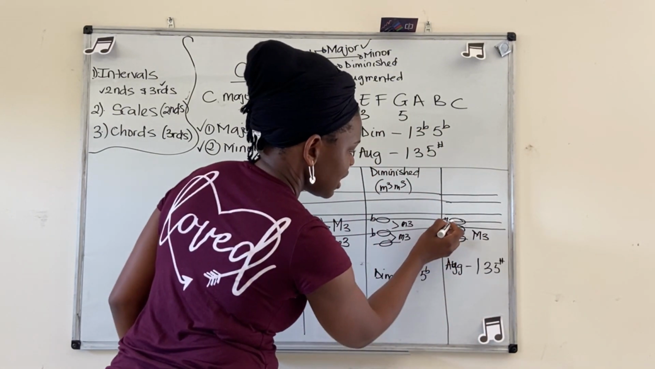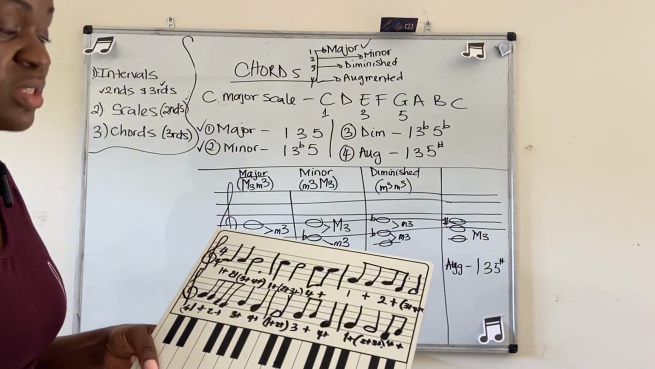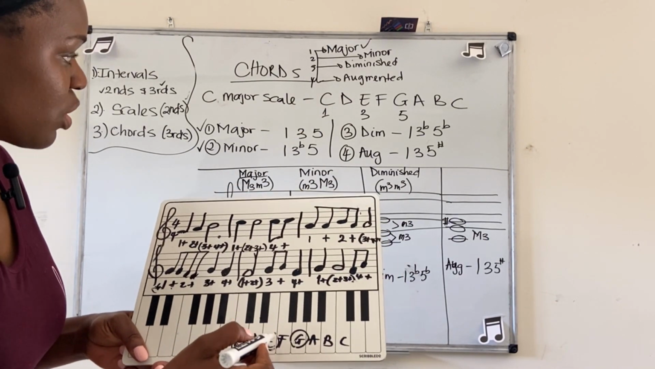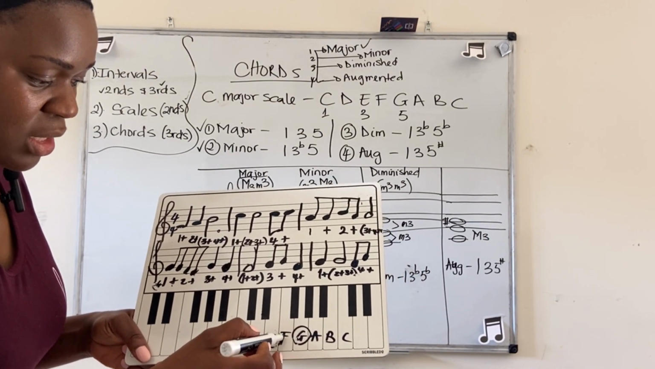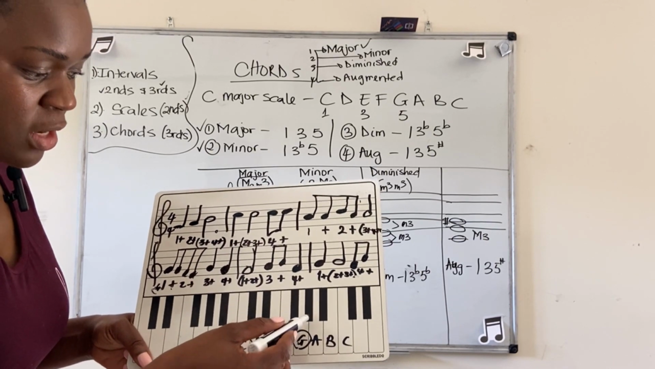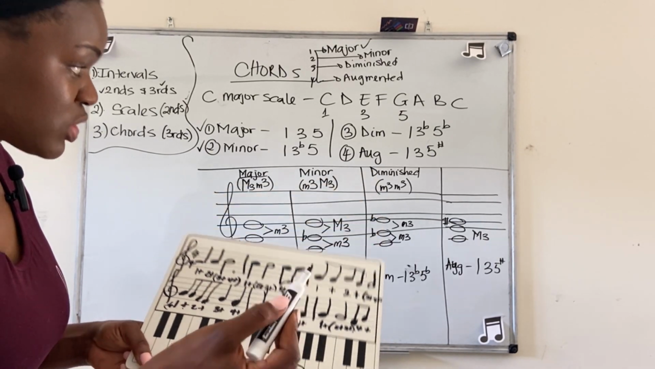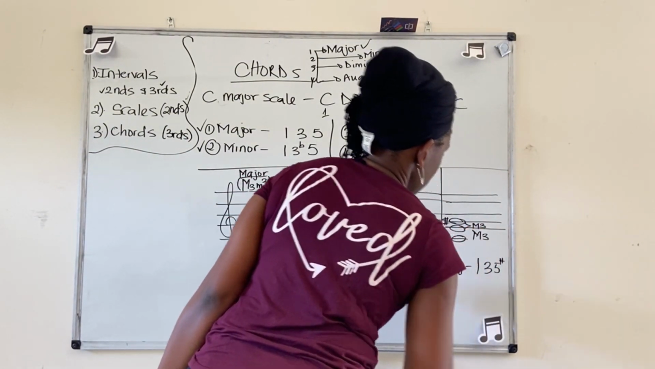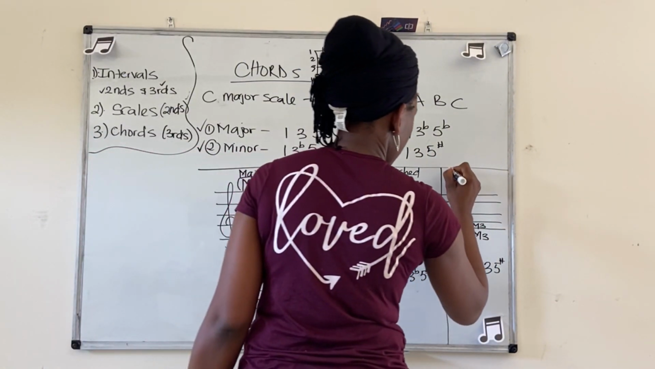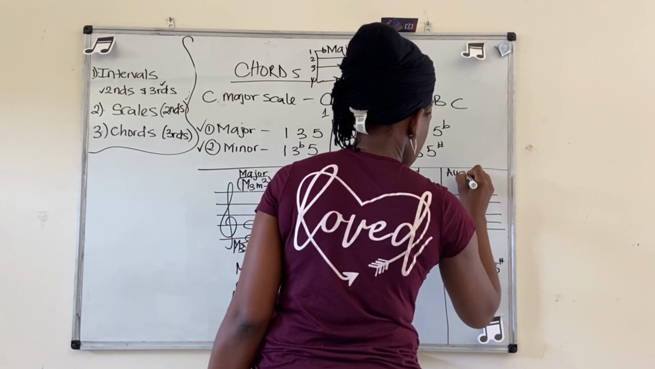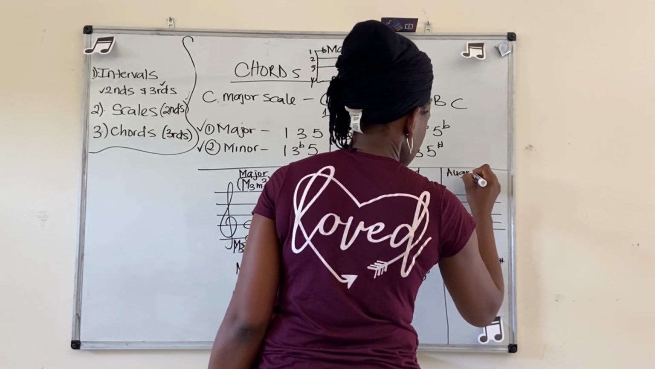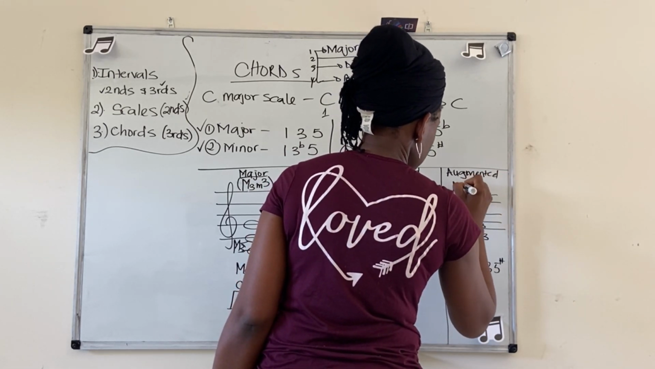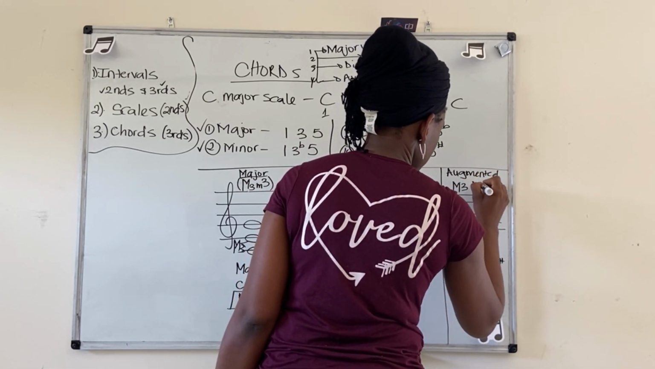And now we want to see how many steps E to G sharp is going to give us. Is it a minor third or a major third? So this is our E, 1, 2, 3, 4, because it's our G sharp. So it's also a major third. So in conclusion, augmented chords use the formula major third, major third.